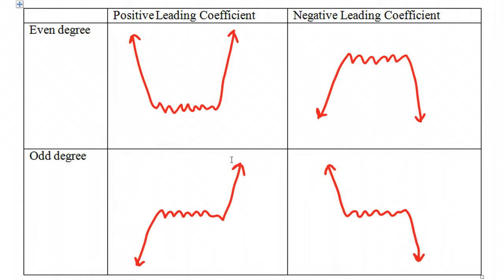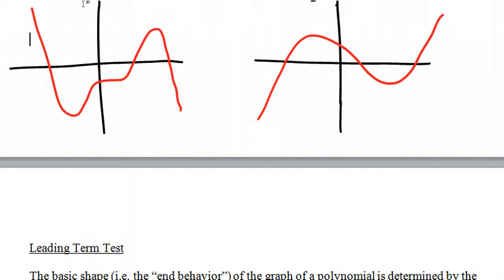Odd degree with a positive leading coefficient looks like this. Kind of think of x cubed. The graph of x cubed looks like that. And an odd degree polynomial with a negative leading coefficient looks like this. Now you might wonder, why is this the case?